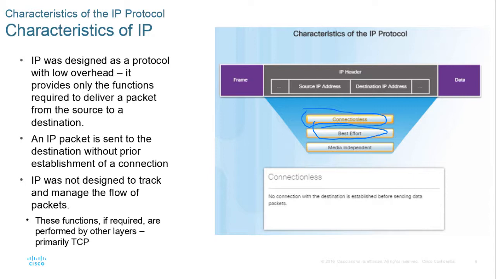Independent of the media. IP doesn't care whether you're using Wi-Fi or fiber optic or twisted pair Ethernet or barbed wire. It doesn't care. It's going to send it over anything that can transmit ones and zeros.